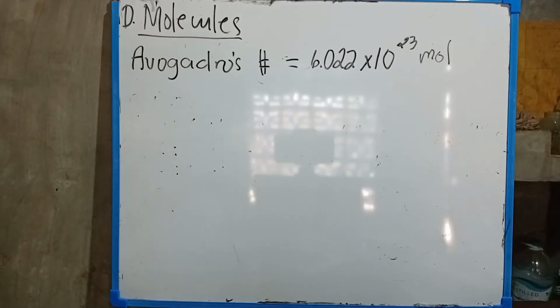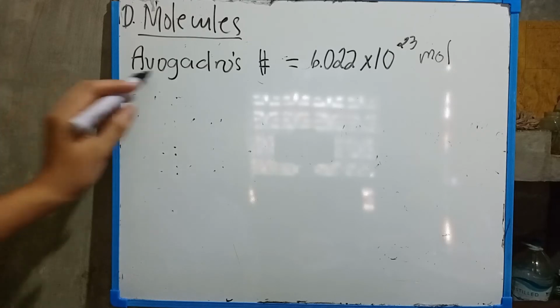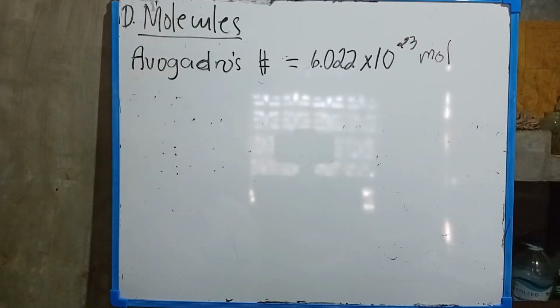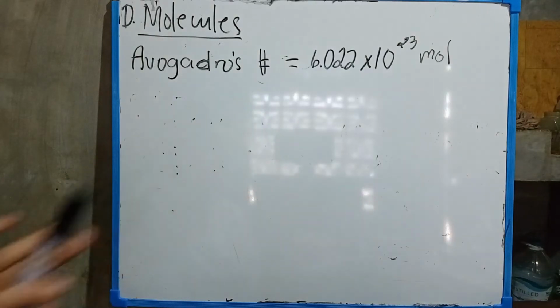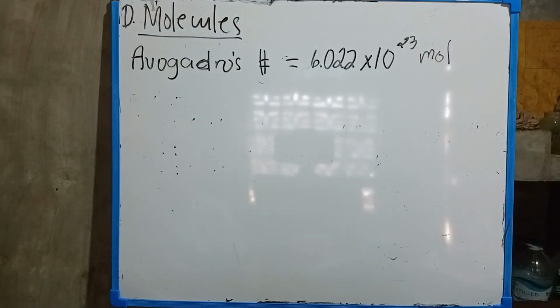For our last topic, we have the molecules. We're going to use Avogadro's number, which is a constant number, 6.022 times 10 raised to 23 molecules. This is what we are going to use if we are going to solve for the molecules of a given compound or a given problem. So just like this one.